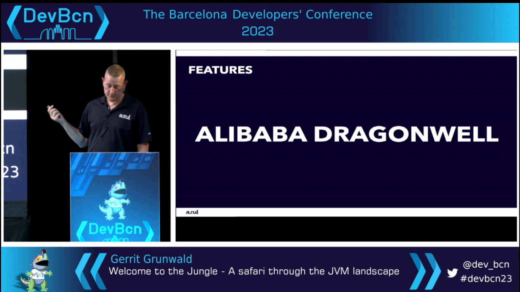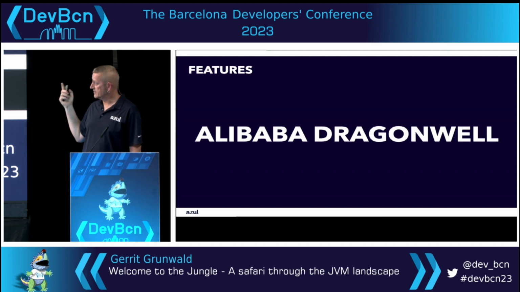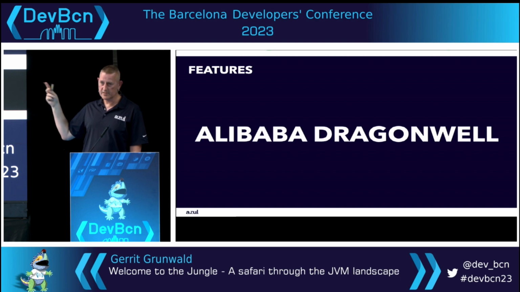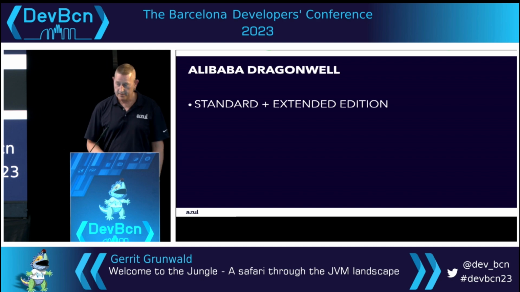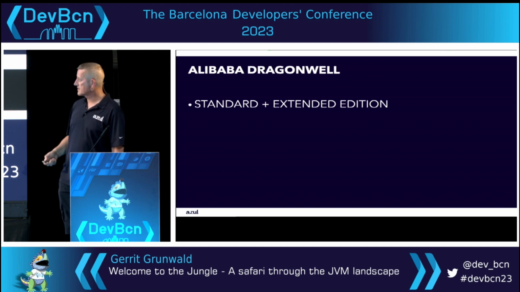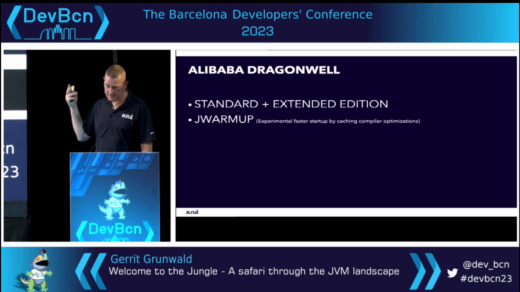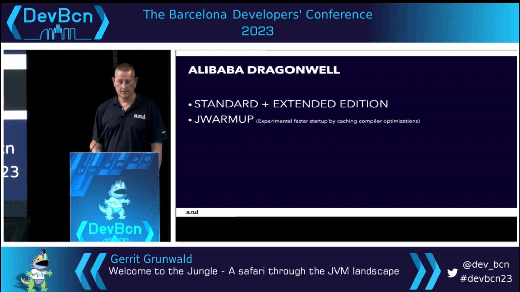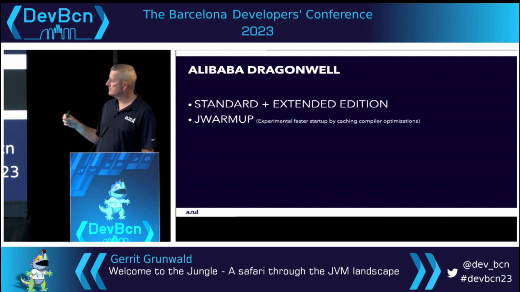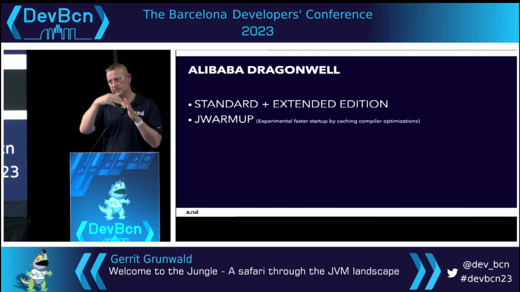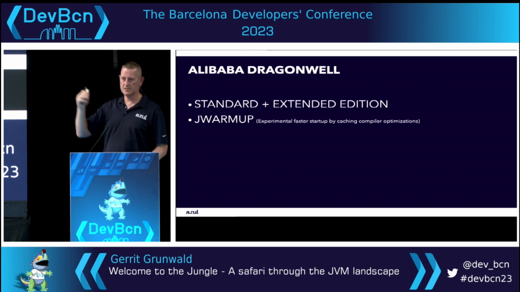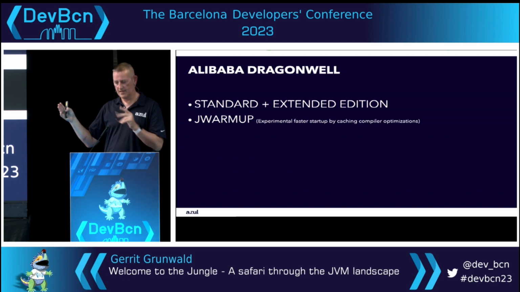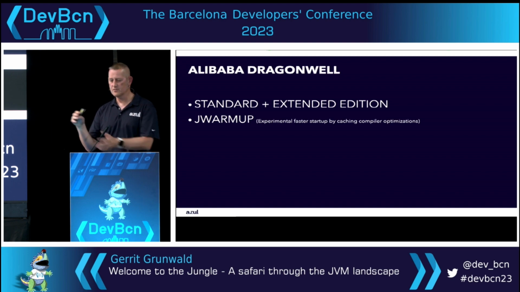Then we have Alibaba Dragonwell, which is big in Asia, and it's made for Alibaba Cloud. So it's a little bit like Corretto is for AWS, Dragonwell is for Alibaba Cloud. They have two different versions, the standard version and the extended version. And then they have something called JWarmup. The idea is to use the compiler: when the compiler compiles all the stuff and optimizes the code, they try to save that. The next time you start it, they just tell the compiler, okay, use these optimizations directly. That's the idea behind it.